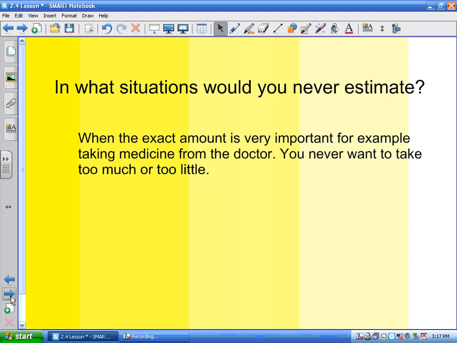What about this situation right here? Do you think your doctor should estimate how much medicine to give you when you're really, really sick? No. Well, he'd just say, you round up, 100, 200 pounds, I don't know, a 30-gram pill. Does that sound like a good doctor? No. That sounds like a stupid doctor.